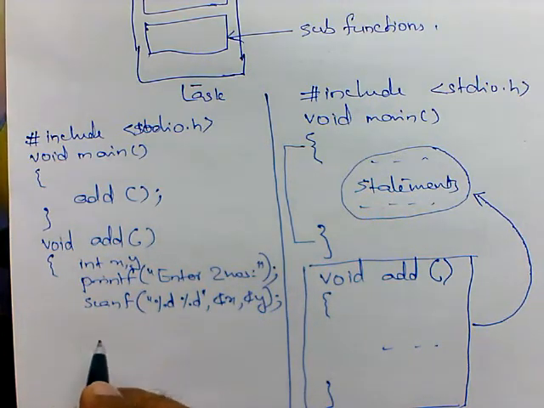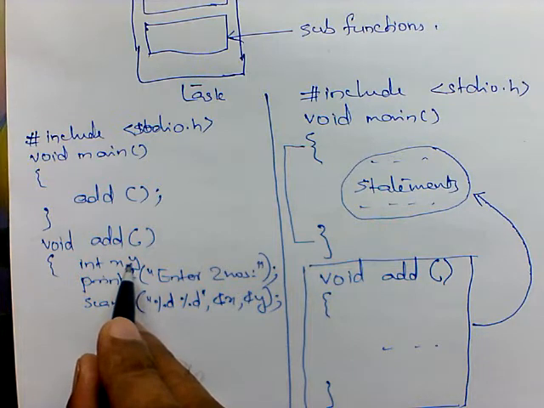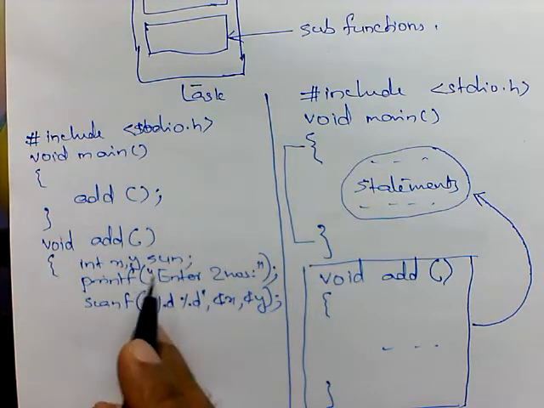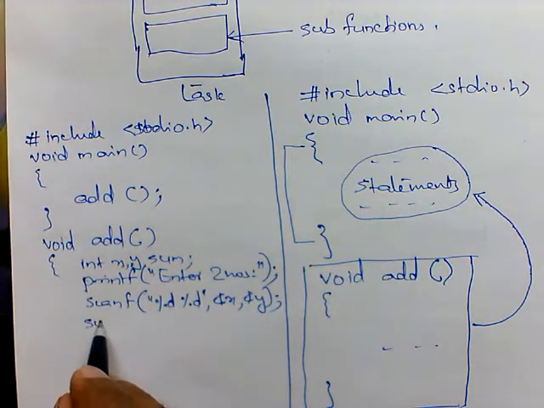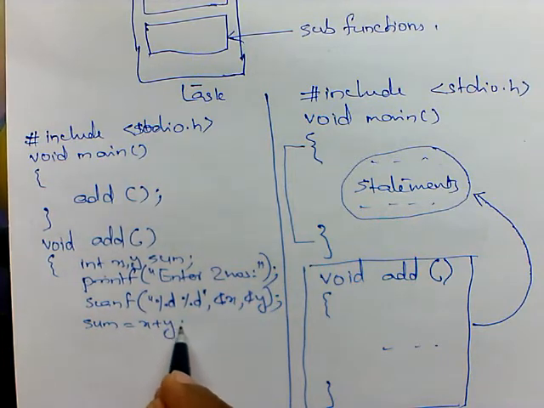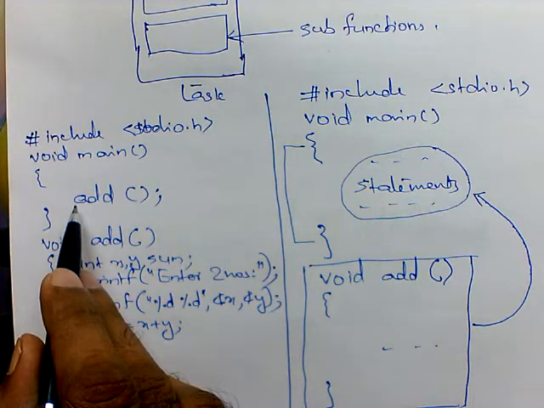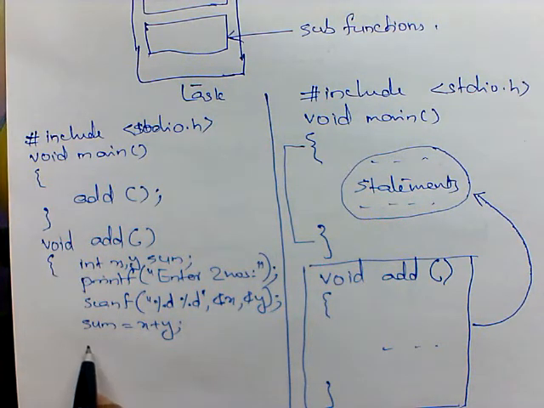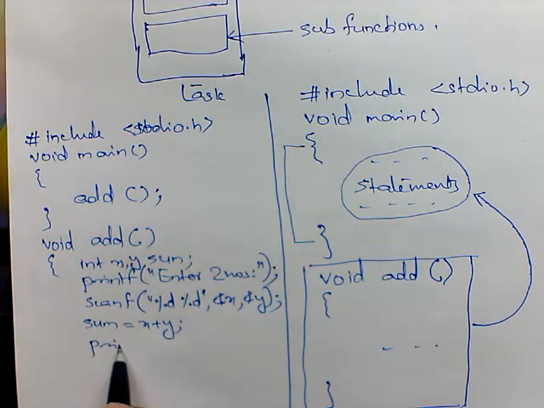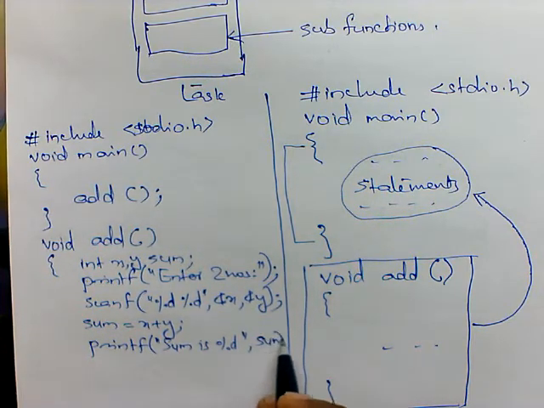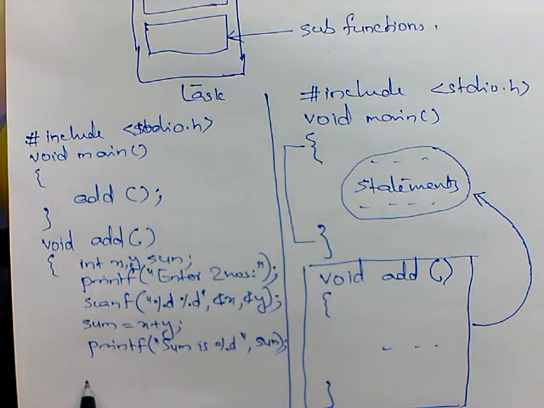Then we are adding these two numbers, so definitely you can expect a sum. We have defined three variables: x, y and sum. Now sum equal to x plus y. Since you are not returning any value to the main function, I need to print the value of sum here: printf sum is %d, sum. Now the function definition is over, so you just close the braces.